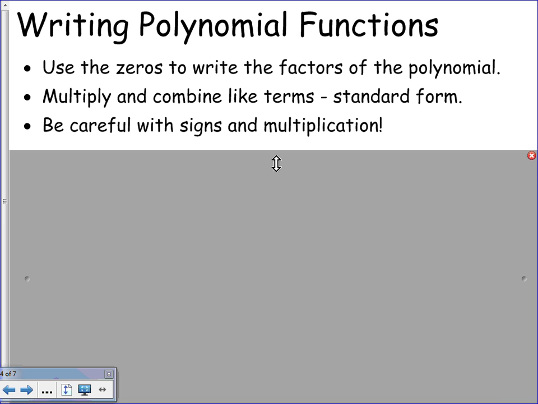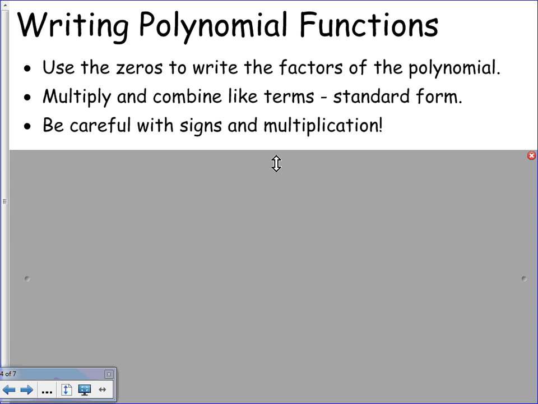The one thing I will say is be really careful here with your signs and your multiplication. One small sign error where you multiply and you get a plus and it's really supposed to be a minus is going to lead to a wrong term in your final standard form. I don't know what it is about multiplying polynomials, but when I have people doing their distribution, I get a lot of bad multiplication that's really easy. So 2 times 3 is 6, not 5. Or 3 times 3 is 9, not 6.